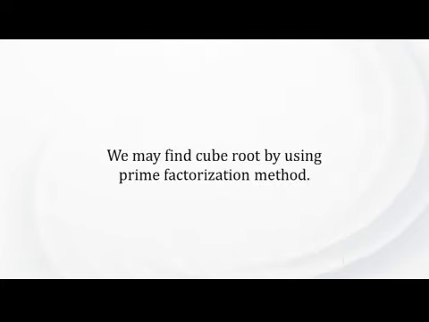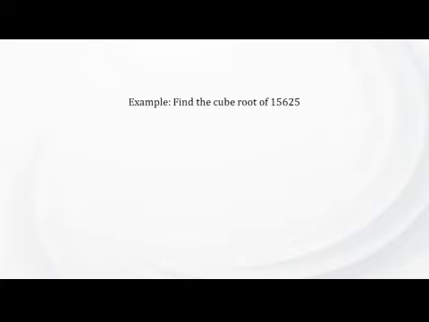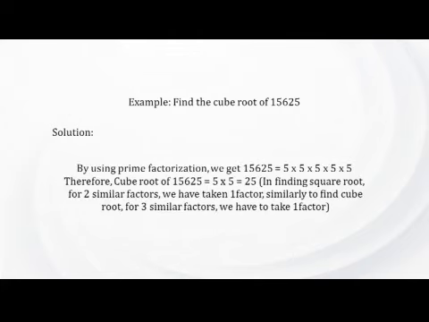We may find cube root by using prime factorization method. Example, find the cube root of 15,625. Solution, by using prime factorization, we get 15,625 is equivalent to 5 into 5 into 5 into 5 into 5 into 5. Therefore, cube root of 15,625 is equivalent to 5 into 5, that is equivalent to 25. In finding square root for two similar factors, we have taken one factor. Similarly, to find cube root for three similar factors, we have to take one factor.